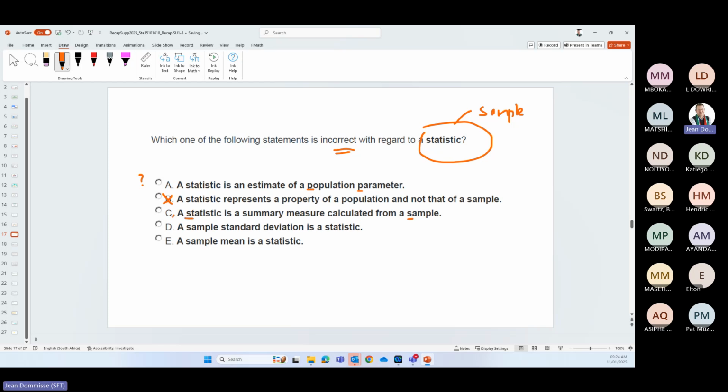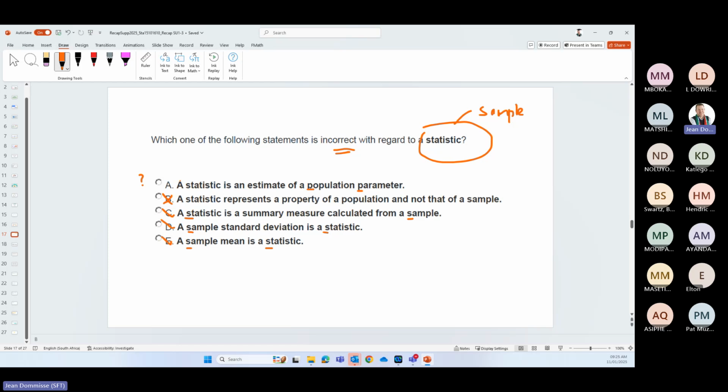So that we know is correct. A sample standard deviation is a statistic. That is correct. A sample mean is a statistic. That is correct. So let's look at that first one. A statistic is an estimate of a population parameter.